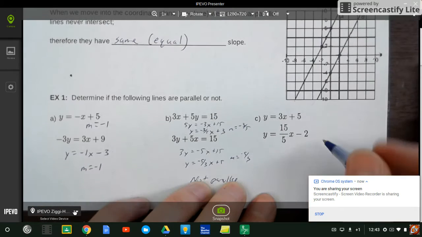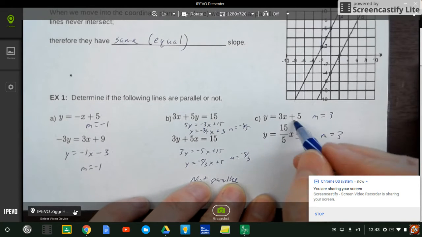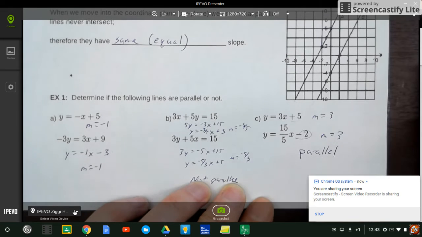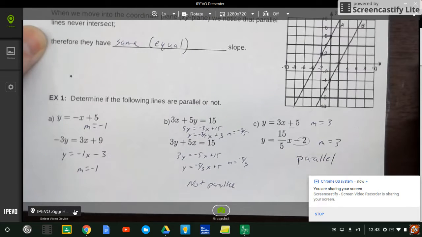Okay? Taking a look at this one, this has a slope of 3, a slope of 3, and they have different y-intercepts, so they are parallel. Okay? Always simplify your slopes.